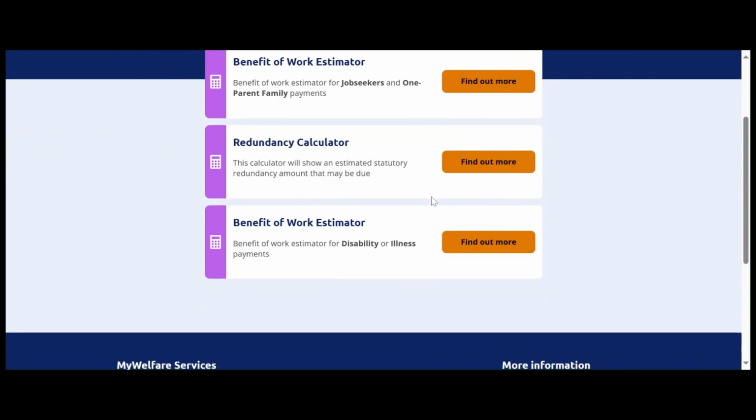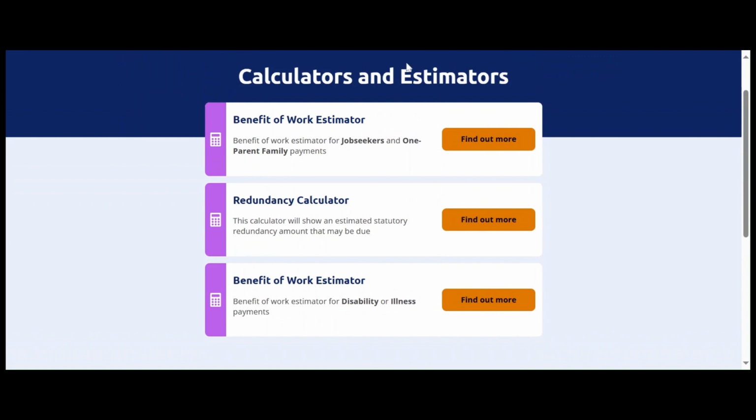We can then see there are three different functions under calculators and estimators. We have the benefit of work estimator for job seekers and one parent family payments. We have a redundancy calculator. We also have a second benefit of work estimator, and this is for a disability or illness payments. So depending on which scheme you are currently on will depend on your selection here. For today's demonstration, I am going to use a job seeker's payment as an example. So I'm going to select on find out more here.